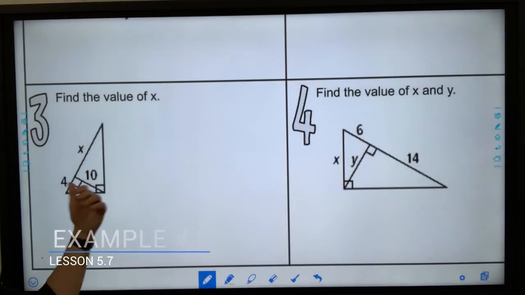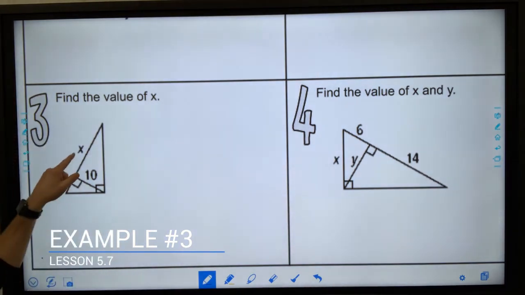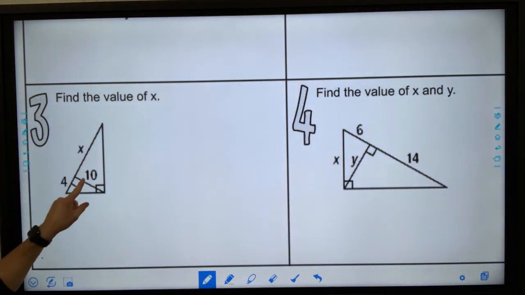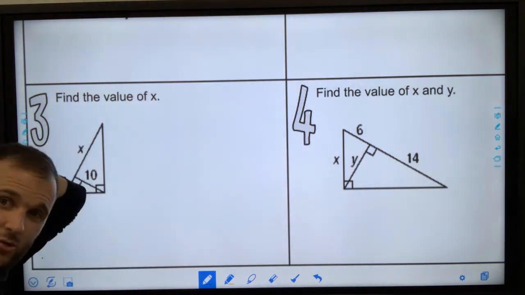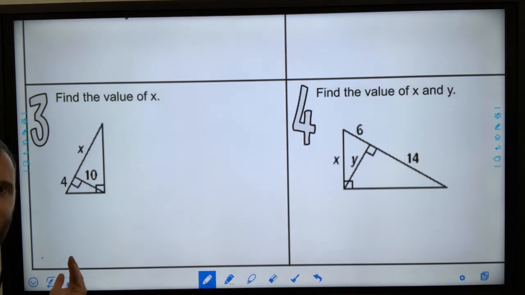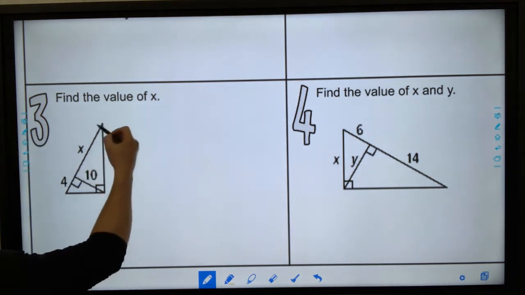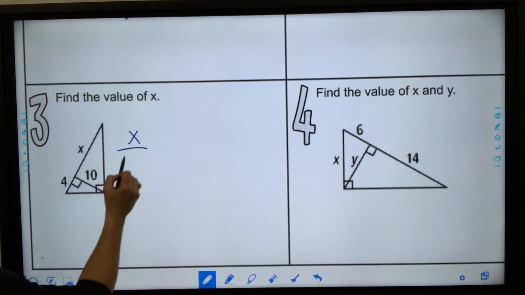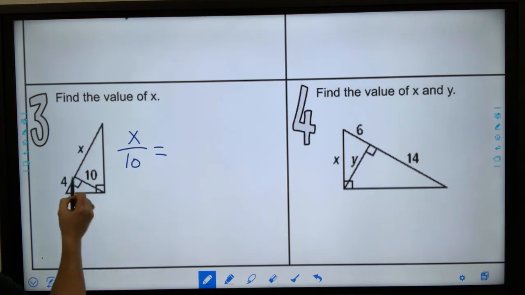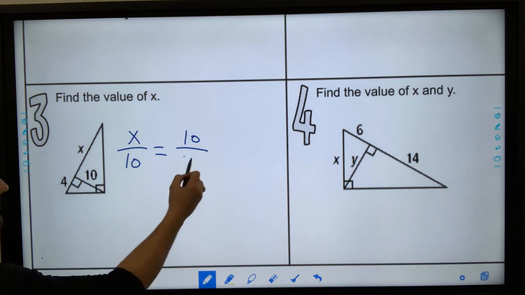All right, so on example number 3 here, all we're doing is finding x. So if we look here, x is going to be a leg, but also if you look, I'm given the altitude here. So with that being said, I'm going to end up using the altitude rule here to find this, okay? So if we look, my long leg of my medium triangle is x. The long leg of my smaller triangle is 10. The little leg of my medium triangle is going to be 10. And the little leg of my smaller triangle is going to be 4.